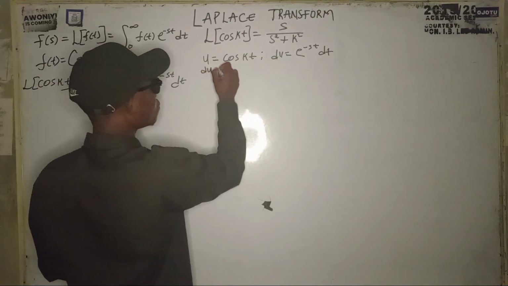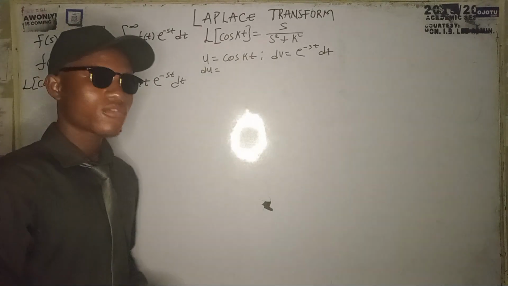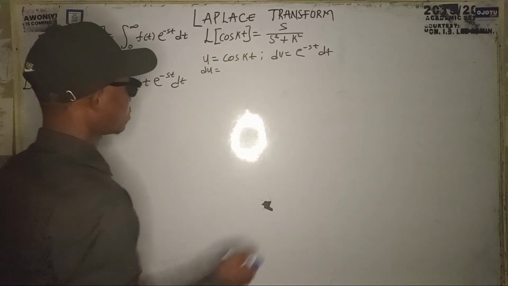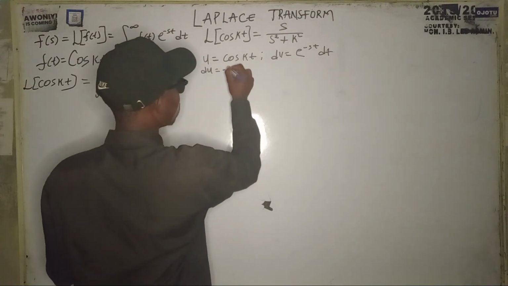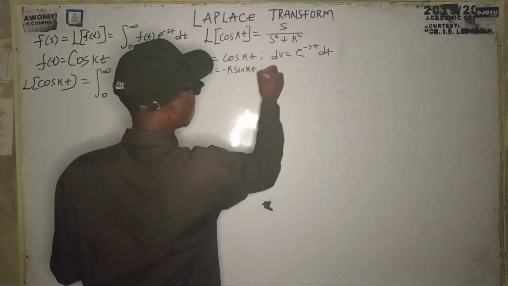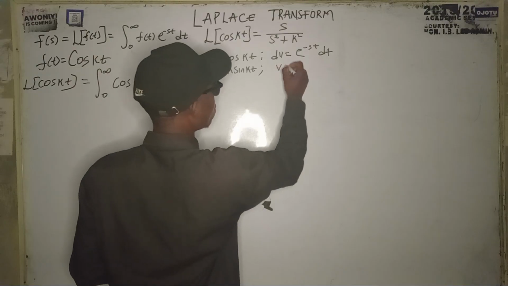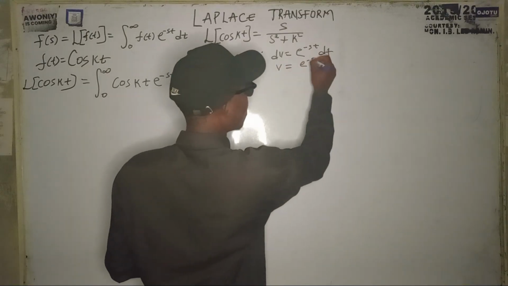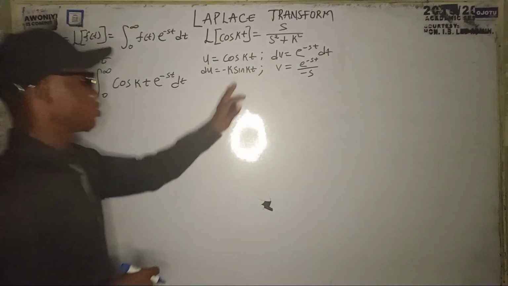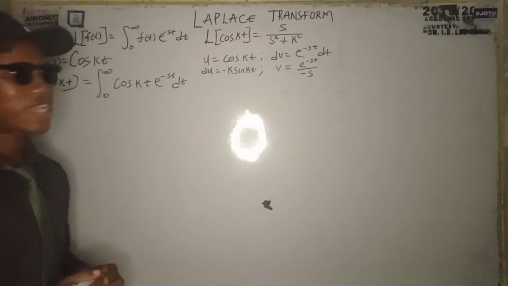So we do du, which is when we differentiate cos kt. The differentiation of cos kt is equal to minus k sin kt. Then the integration of dv to v will be equal to e raised to the power minus st over minus s. Since we have gotten our values, we can move on to applying the formula.